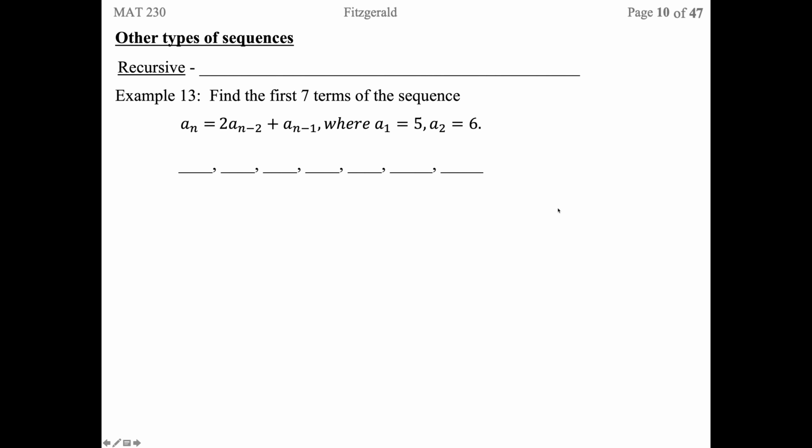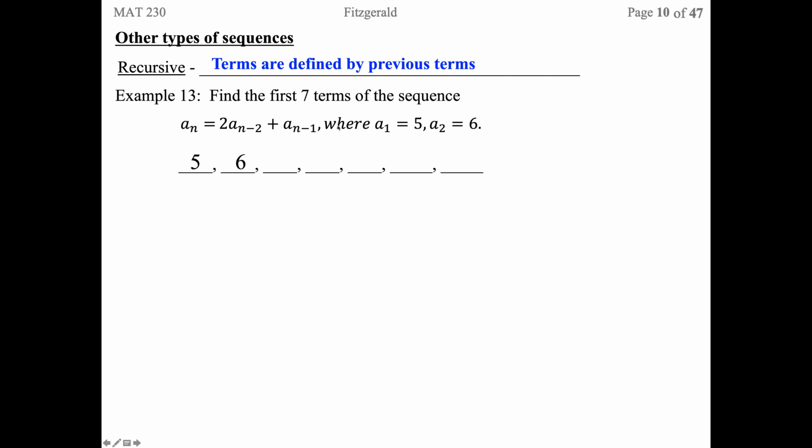Other types of sequences, recursive. Terms are defined by previous terms. Example, find the first 7 terms of this sequence. a sub n is equal to 2 times a sub n minus 2 plus a sub n minus 1, where a sub 1 is 5 and a sub 2 is 6. So they've given us the first 2 terms, 5 and 6.